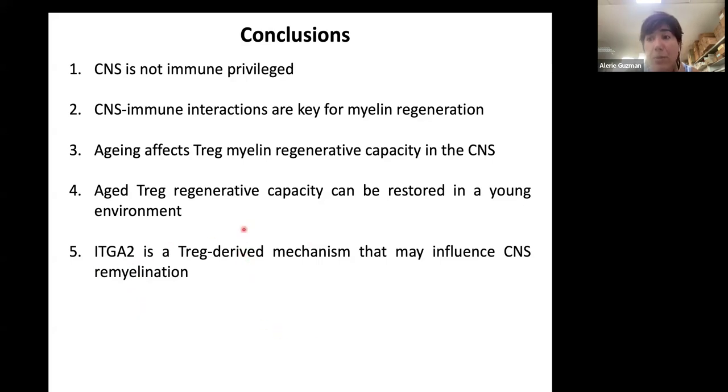So this opens quite some lines of questions, and obviously there's a lot of work to do afterwards to see if we could directly manipulate integrin alpha-2 or MCAM to enhance myelin repair in the CNS. Something to do still, but hopefully we are all working on it.